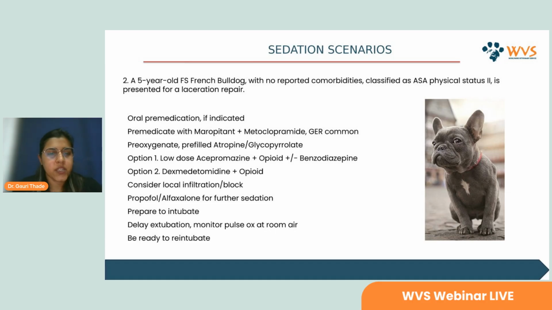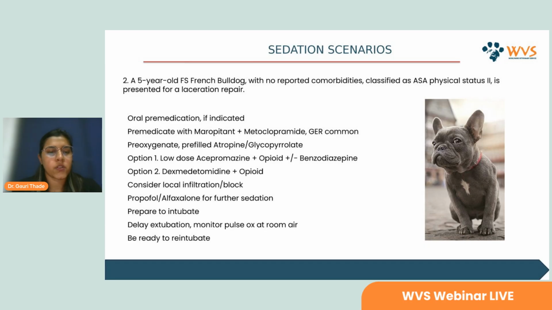Your options for sedation are either a low dose acepromazine along with an opioid, with or without a benzodiazepine. Acepromazine in these dogs at lower doses, around 0.01 to 0.02 mg per kg intramuscular, can help reduce their respiratory distress. It can help in a little bit of vasodilation, which will help in cooling. And acepromazine is also antiemetic.